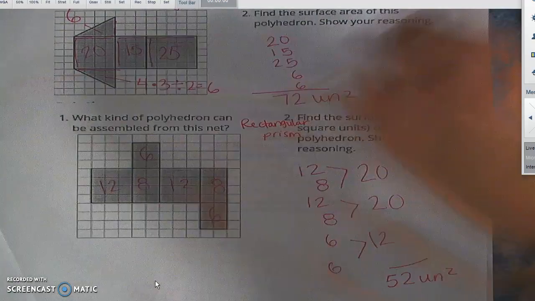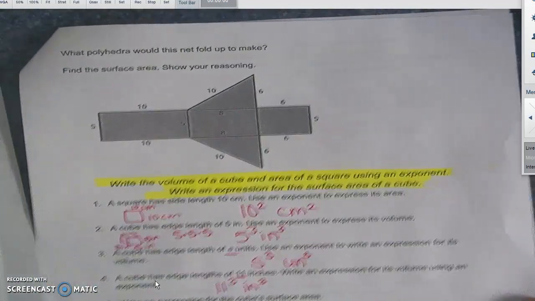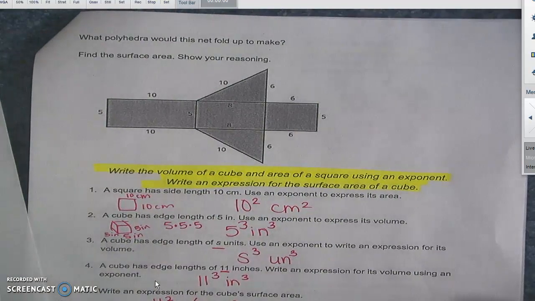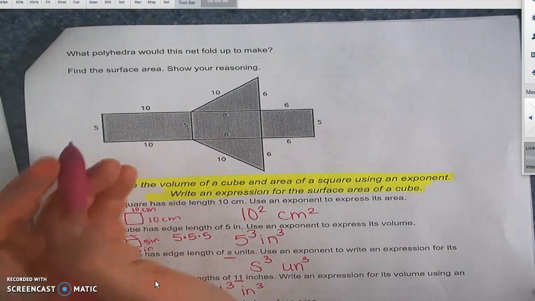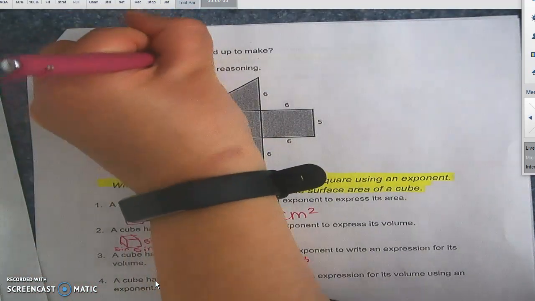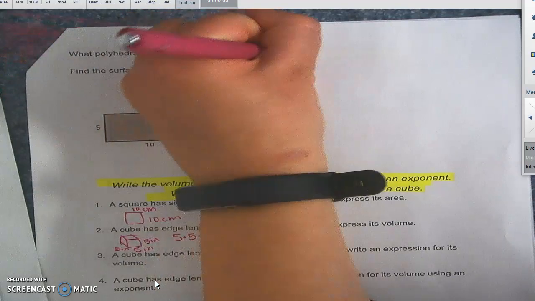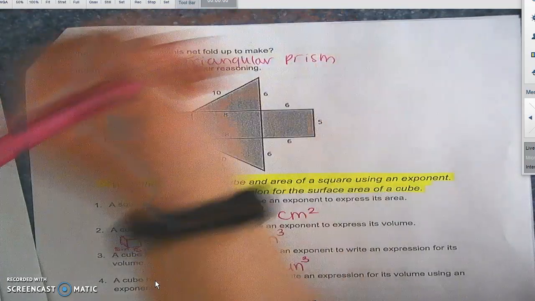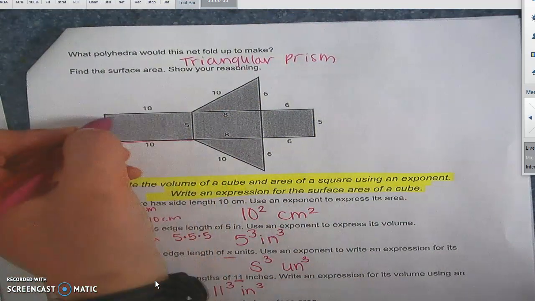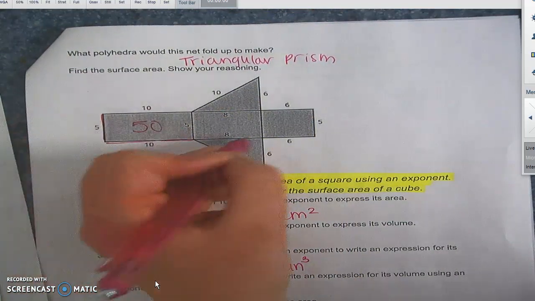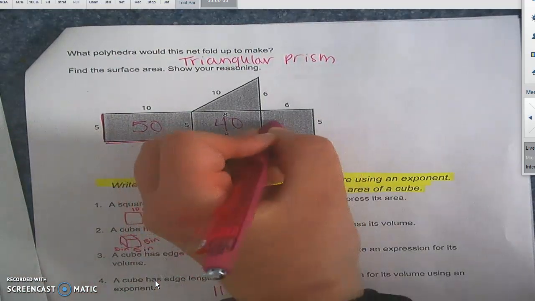All right, one more. What polyhedra would this net fold up to make? It has triangles as its bases, rectangles going around the outside. So that is another triangular prism. And then I'm going to label the pieces of my net. So this is 10 times 5, this is 50. This is 8 times 5, this is 40. This is 6 times 5, this is 30.